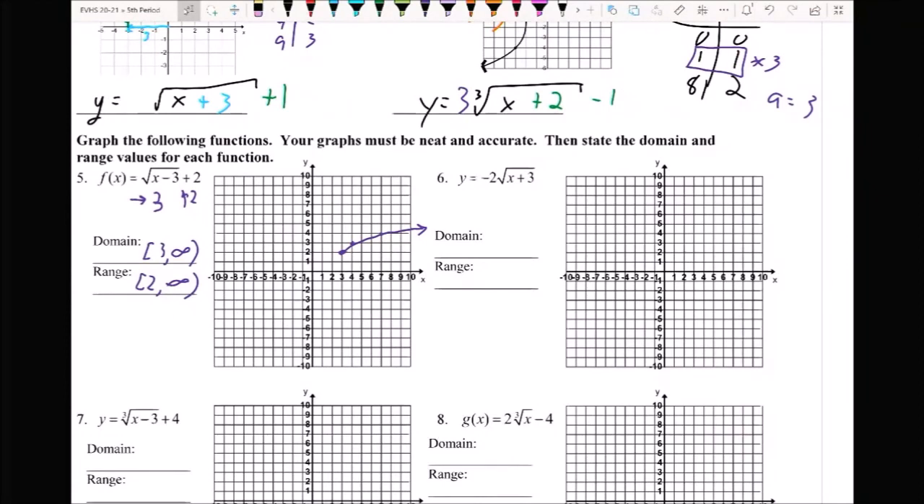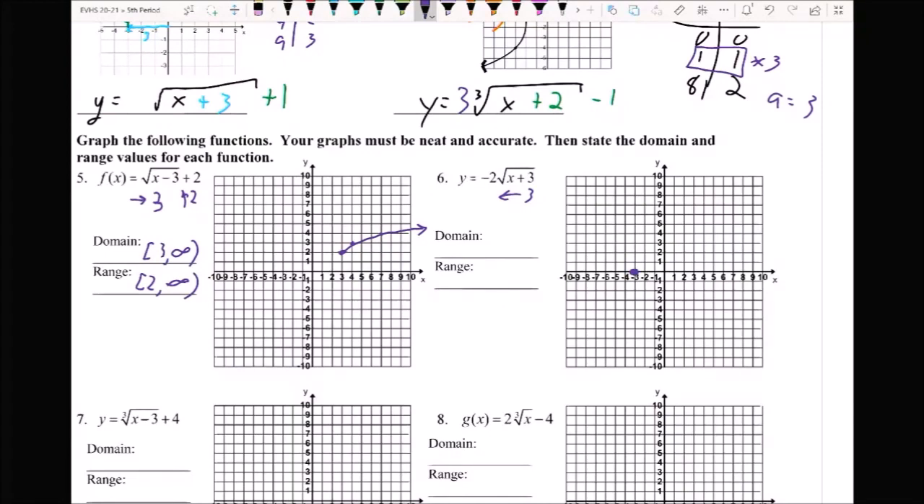All right, number 6. We're going to have a shift of 3, so only go up 3. Don't go left or right anywhere. Got the y-intercept at 0, 3. And now we've got our, oh wait, actually, no. That's inside, so that should be a horizontal shift. So that's left by 3. So we're going to do the x-intercept at -3.